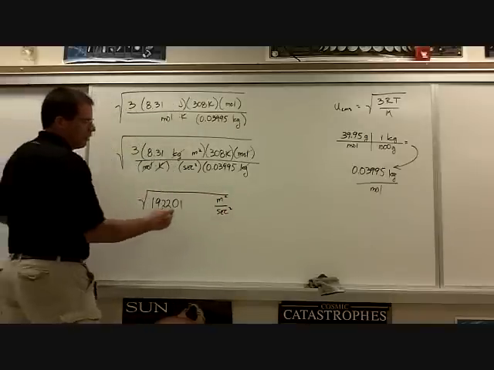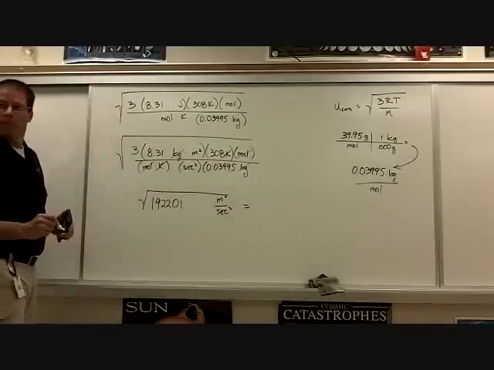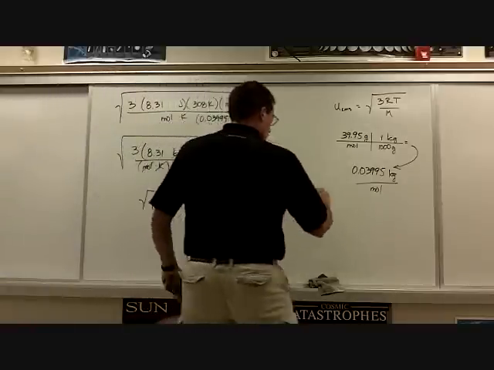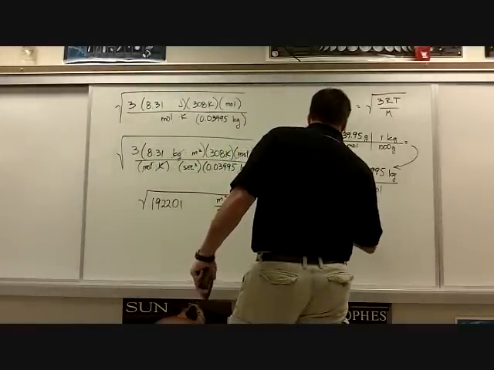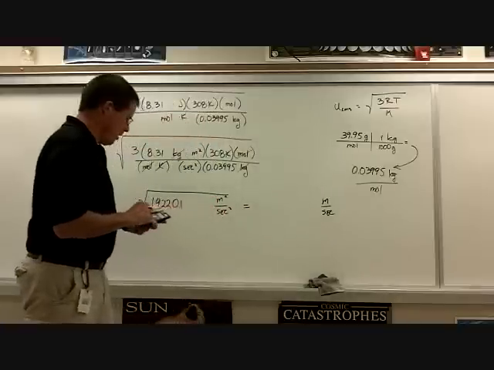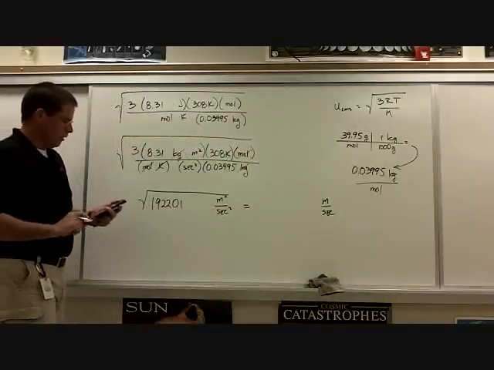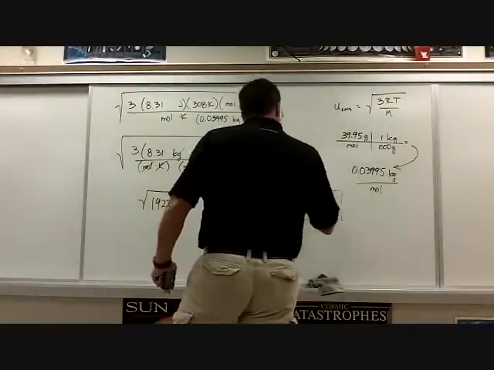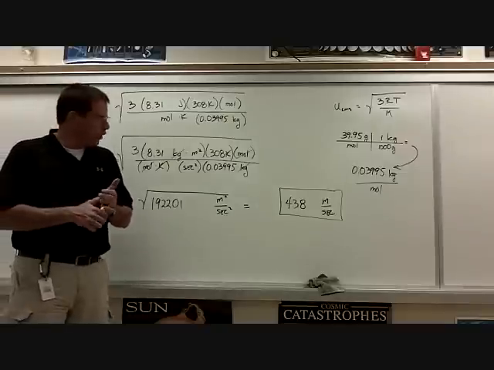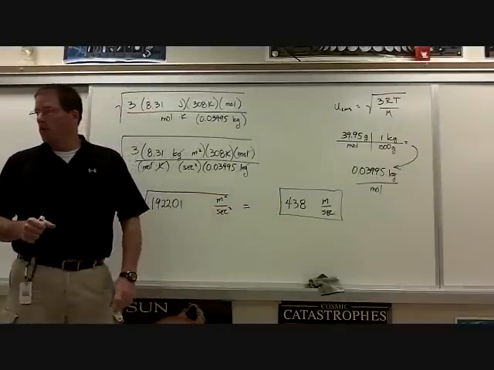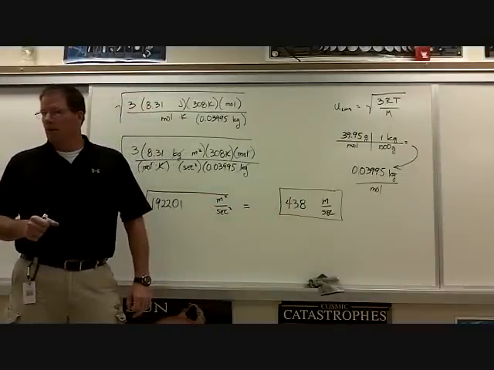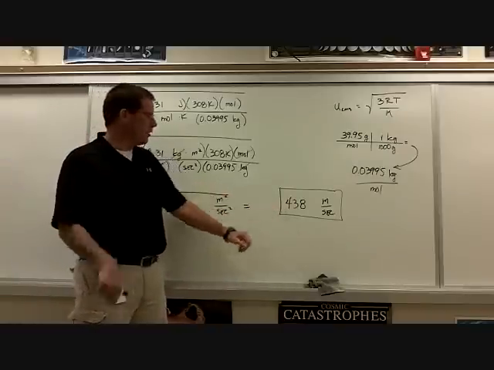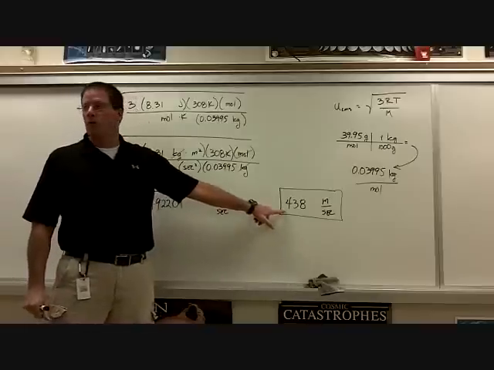What happens to my units when I take the square root of that unit? Goes from meter squared per second squared to just meters per second. Okay, and then square root the answer. And I get 438. Now that's just a little bit faster than I can run. Okay. God, you guys are bad. I didn't even know what a 400 meter, never mind. So yes, gas particles move pretty quickly here.